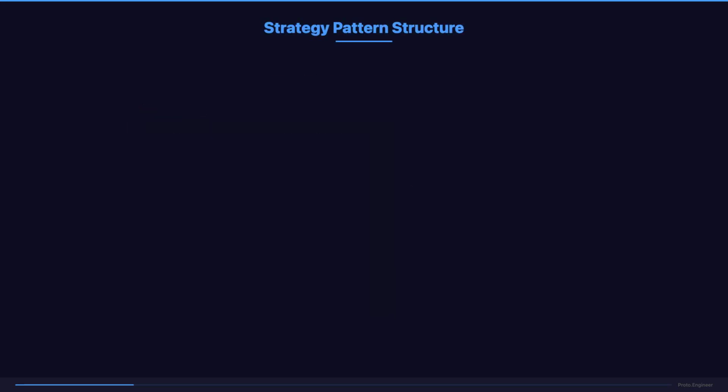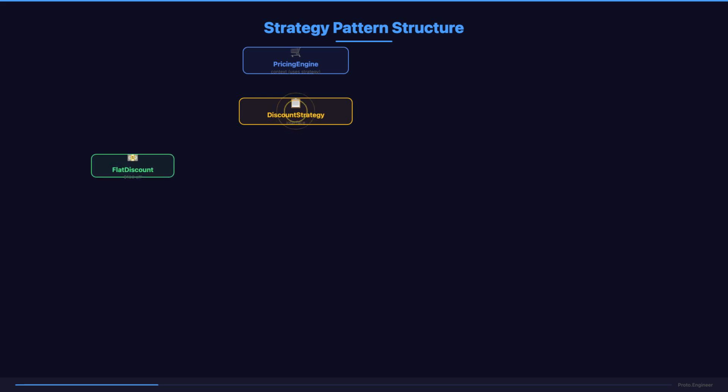The strategy pattern solves this elegantly. It has 3 parts. First, the strategy interface. This defines the algorithm signature. In our case, it is a discount strategy interface with an apply method that takes a price and returns a discounted price. Second, concrete strategies.